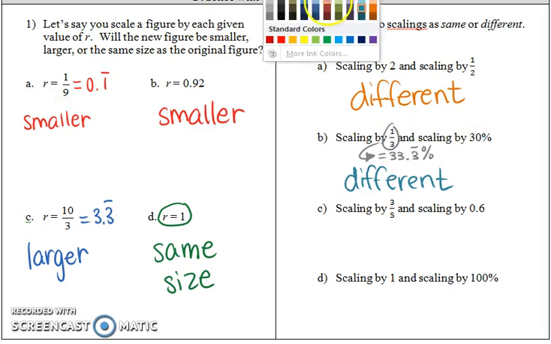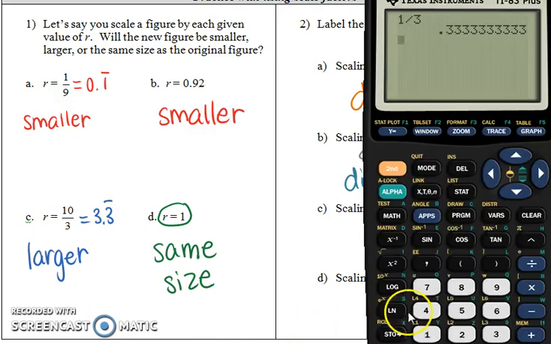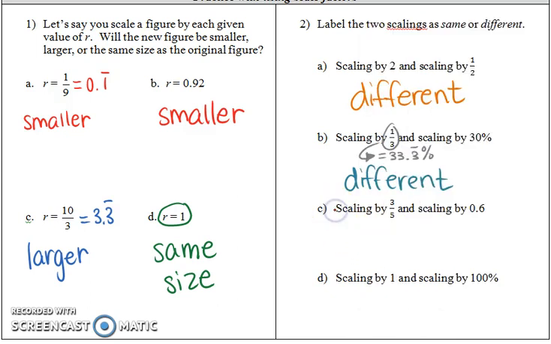The next one is asking about the scale factor of 3/5 and scaling by 6/10. Well, let's see what 3/5 is as a decimal. And we see it's 6/10. So 3/5 is 6/10, and 6/10 is the other scale factor they're asking about. These are the same. And lastly, scaling by 1 and scaling by 100%. Both are ways to represent one whole. Scaling by 1 and scaling by 100%, that is the same exact thing, and it's actually going to keep the image as the same size.